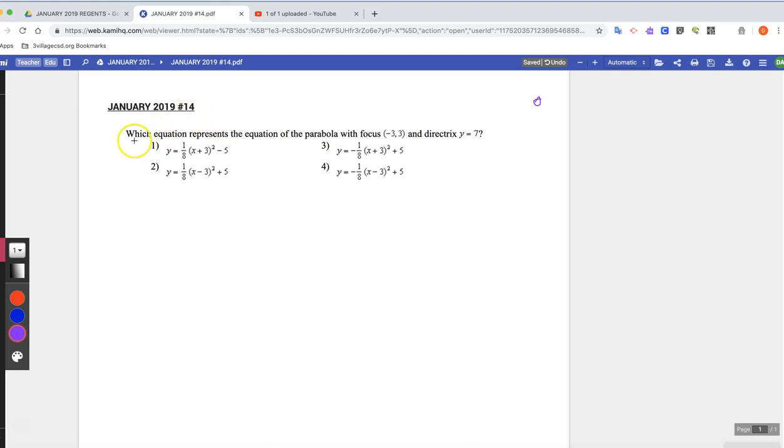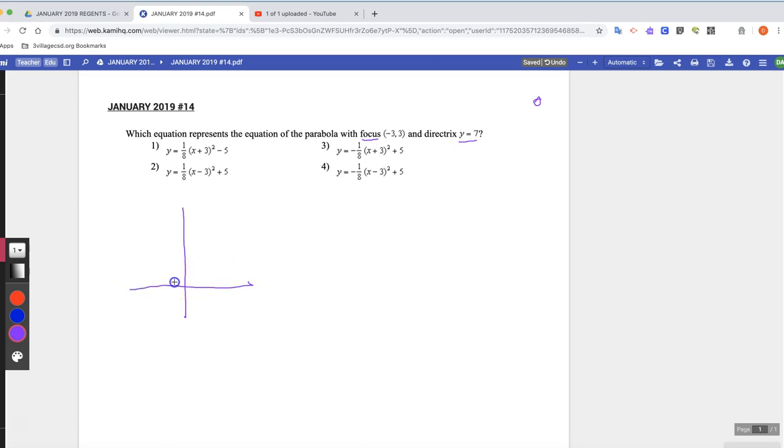So here we're asked which equation represents the equation of the parabola with focus (-3, 3) and directrix y = 7. With these problems with the focus and directrix, remember it's always nice to draw yourself a picture of what's happening. So that's what I'll start off doing here.